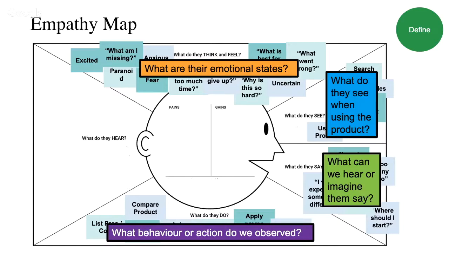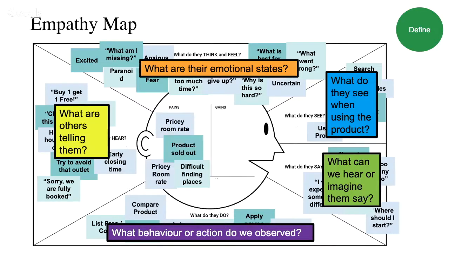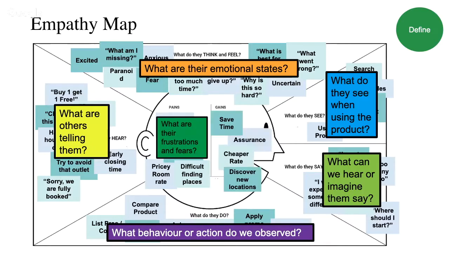What do they hear would be more like the feedback and response that they are getting. It can be statements made by involved parties, and it can also be the feedback that they are getting, like maybe happy hours are over, buy one get one free, things like that. And also pains will be your goals, right? Pains is not your goals. Pain is actually the pain point that you are trying to solve, the problems, underlying issues. Then you have your gains, which is your goal, which is to save time, assurance, cheaper rates, just to mention some examples.